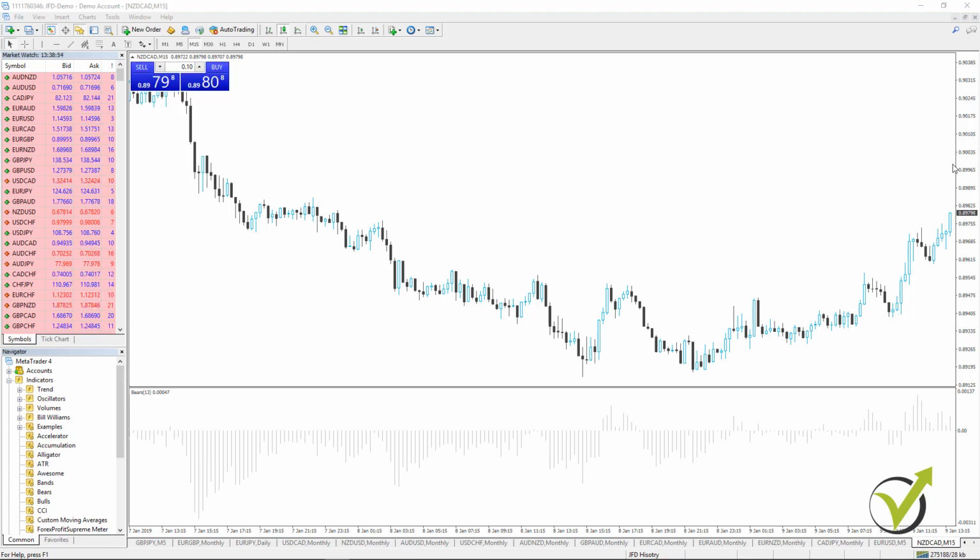So Mr. Elder developed this bear power indicator as a difference between the lowest price and a 13-period exponential moving average. As you see, I'm using here the default 13, so the indicator represents the difference between the lowest point and this 13-period moving average, actually exponential moving average, okay?